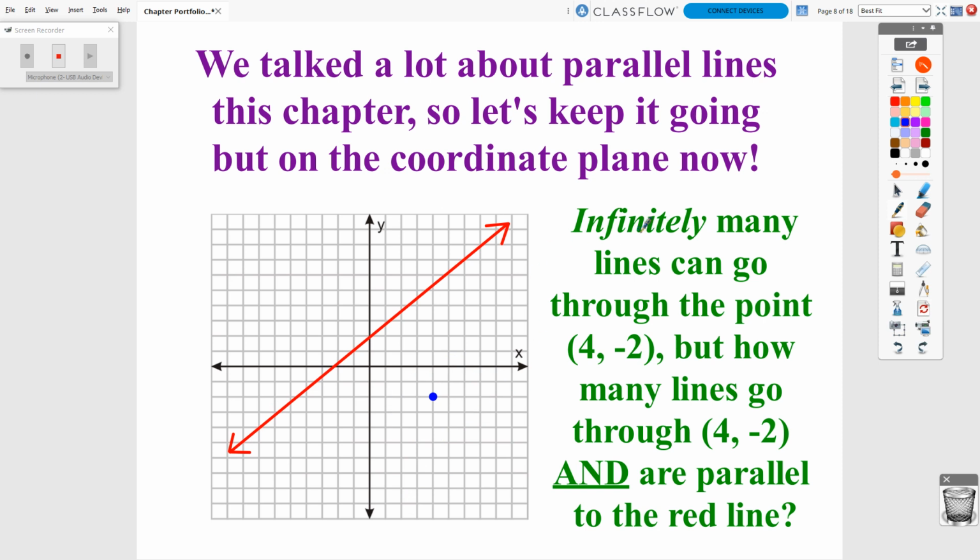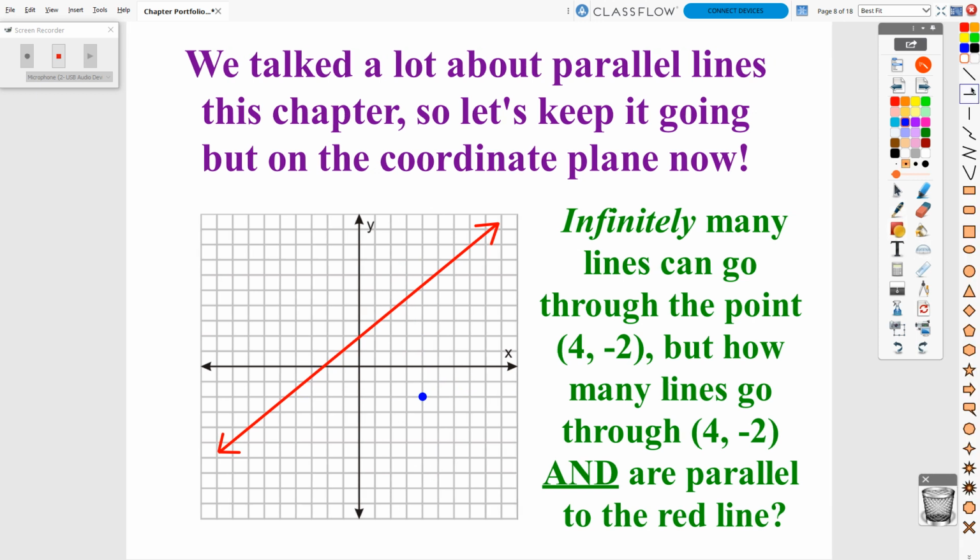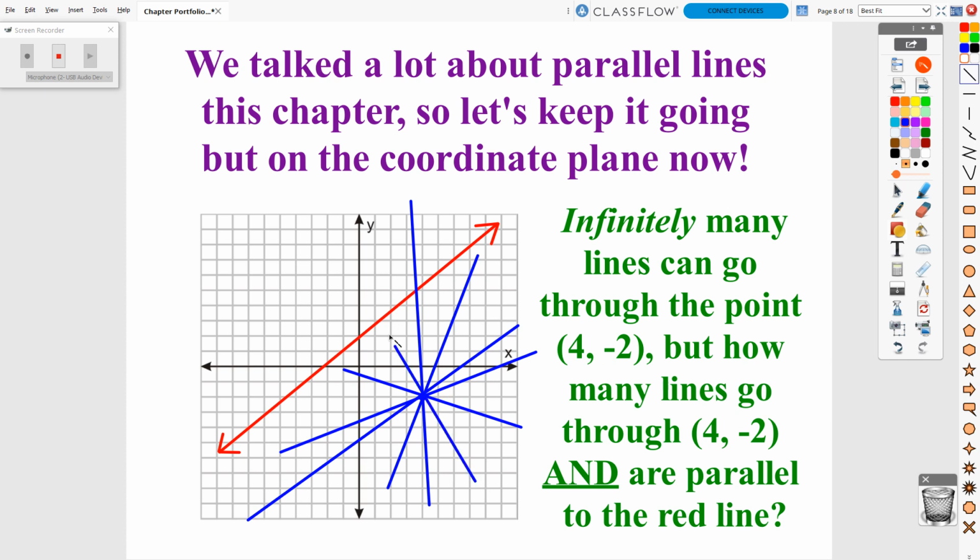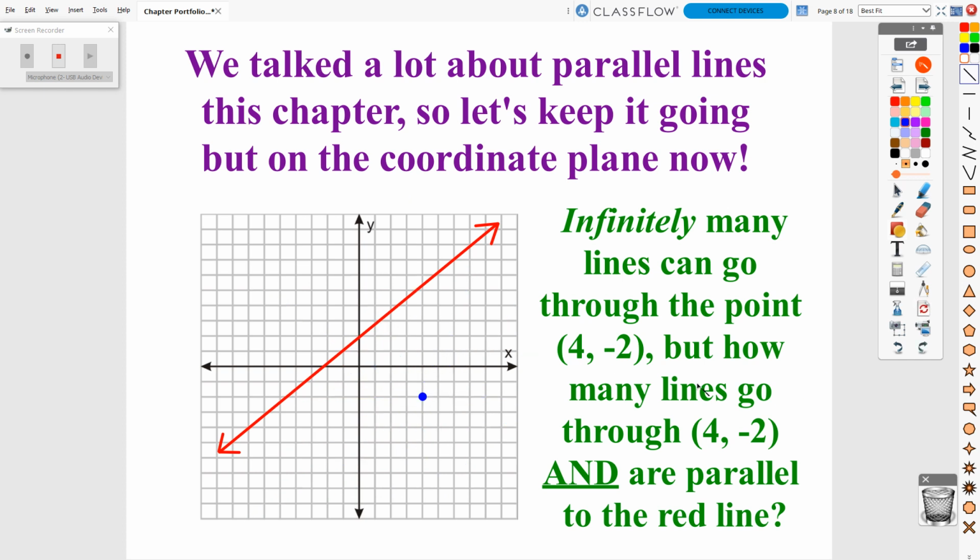So I've got here infinitely many lines can go through the point 4, -2, right? I could have a line go this way through 4, -2. I could have a line going this way. If I made those straight lines, which here, let me go grab my straight line tool. I could have this line, I could have this line, I could have that line, and I could just keep going all day long. Theoretically, I could always put a new line in between 2 old lines, and this thing just starts to get a little crazy, right?